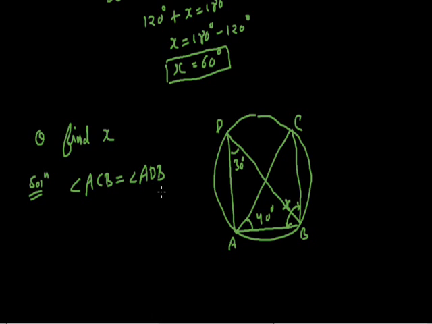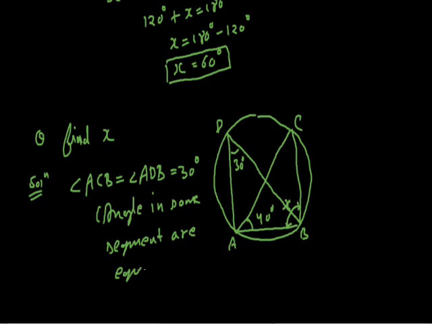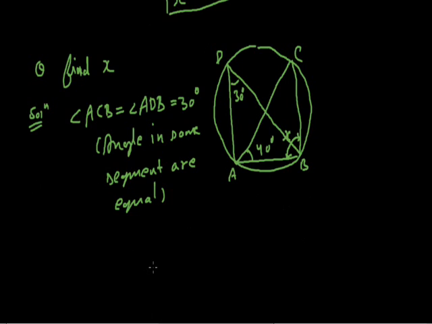That is, angles in the same segment are equal. So we can say that it is equal to 30 degrees. The reason is that angles in the same segment are equal. So the angle ADB is 30 degrees.